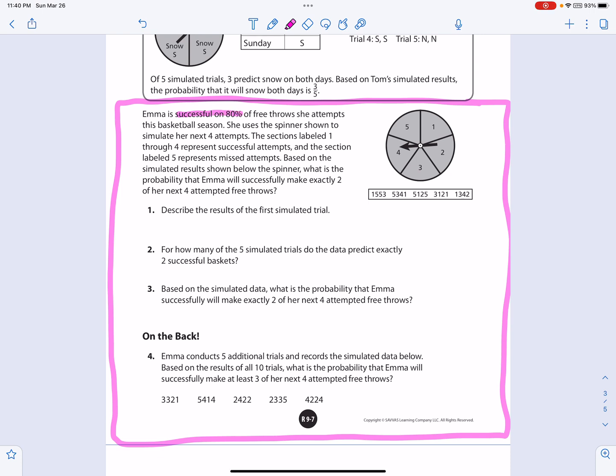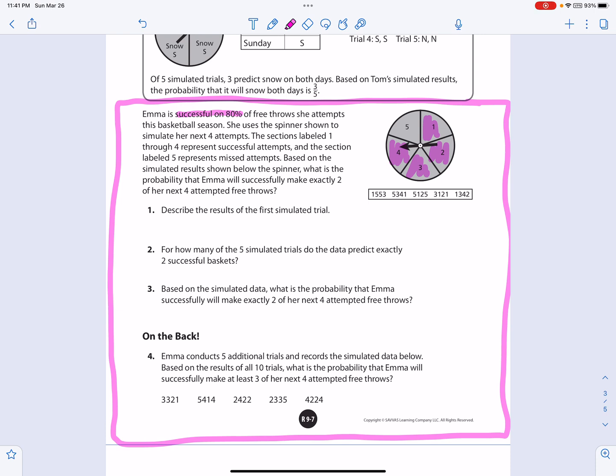She's using this spinner to simulate her next 4 attempts. The section labeled 1 through 4 are successful. Okay, so 1, 2, 3, 4 are all successful. The section labeled 5 is missed attempts. Okay, based on the simulated results below, what's the probability that she'll successfully make exactly 2 of her next 4 attempted free throws?